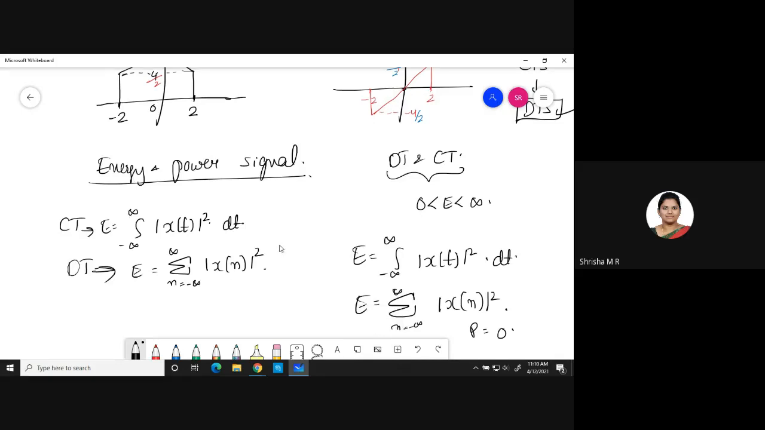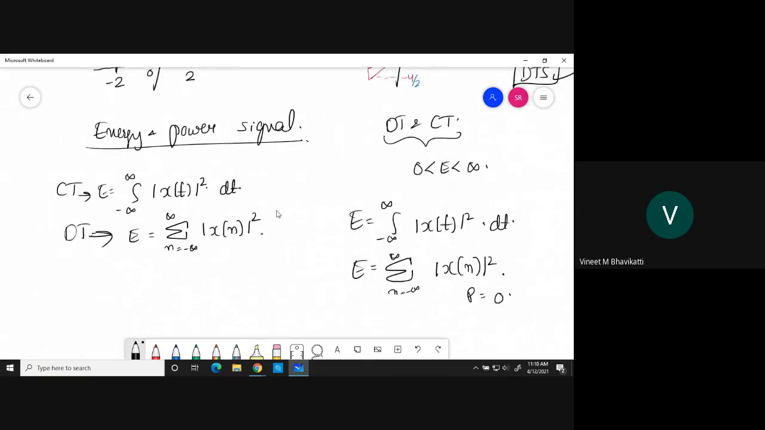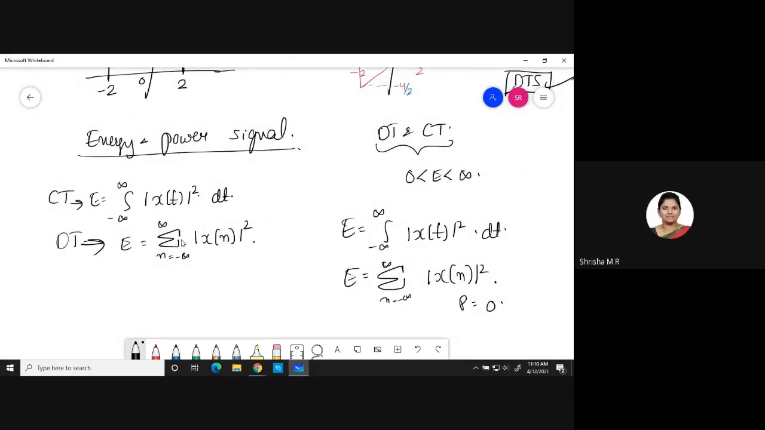Can you repeat what is energy signal and power signal? Yeah, I'm explaining about energy signals. Energy signals are basically non-periodic. If you find any non-periodic signal, then you have to find the energy of that signal. If it's a continuous time signal, then use this equation: E is equal to integral from minus infinity to infinity of modulus of x of t whole square into dt. If it's a discrete time signal, then use this equation: E is equal to summation of n is equal to minus infinity to infinity, summing the samples, of x of n whole square.